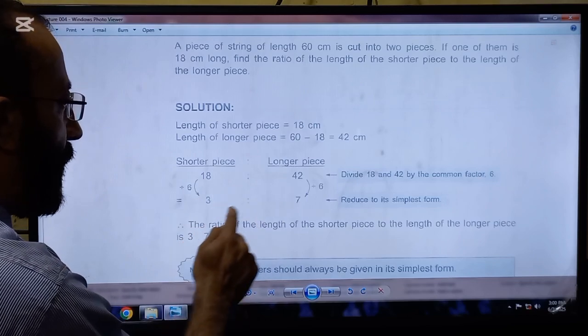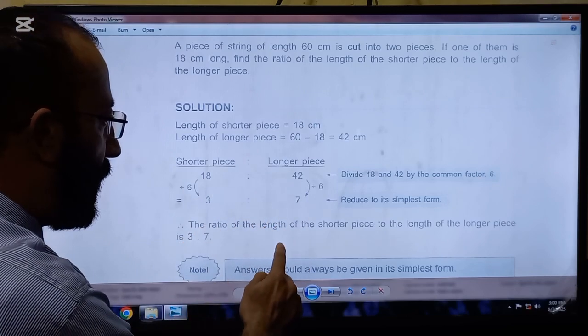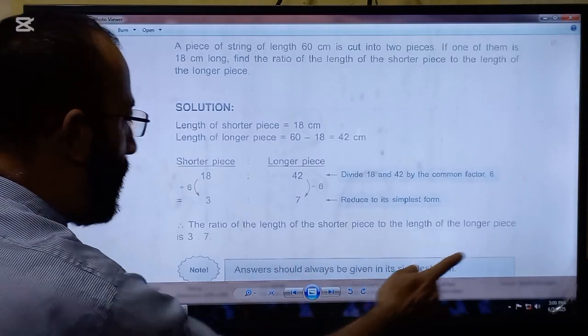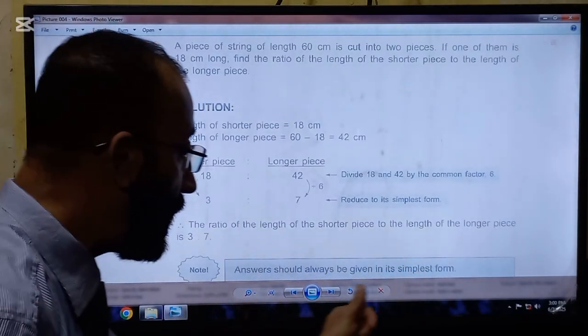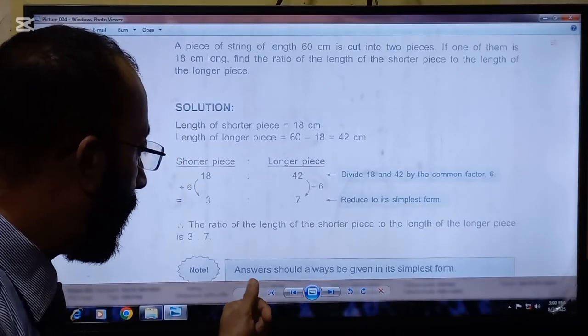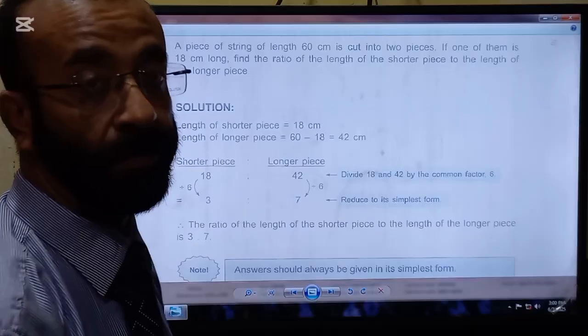So 6 3s are 18 and 6 7s are 42. So the ratio of the length of the shorter to the longer piece is 3 ratio 7. So this is the exam tip. Answers should always be given in their simplest form.